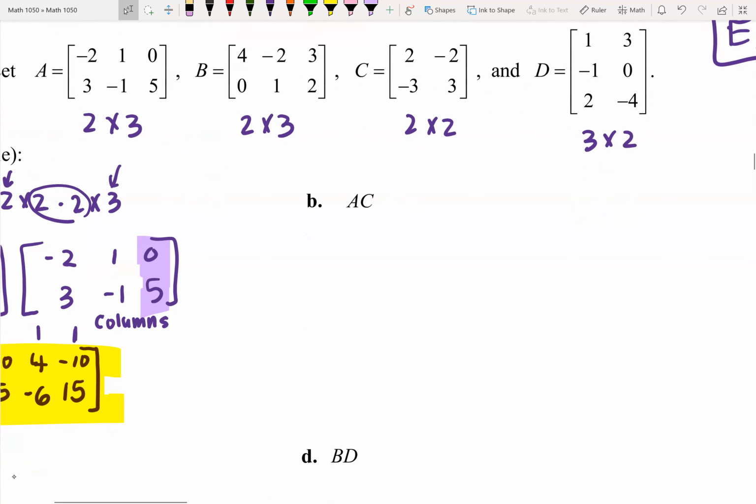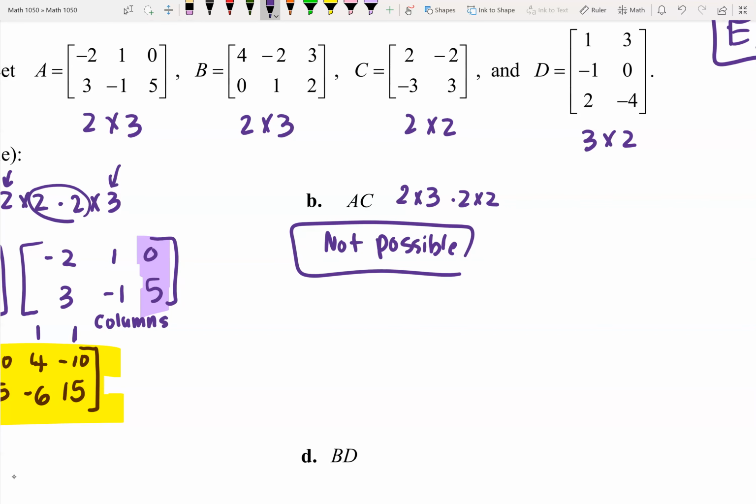Okay, A times C. I always check before I multiply. I never jump into it. I always check. So A is a 2 by 3 and C is a 2 by 2. Can you do it? No. So we're just going to write the words not possible and we're done.